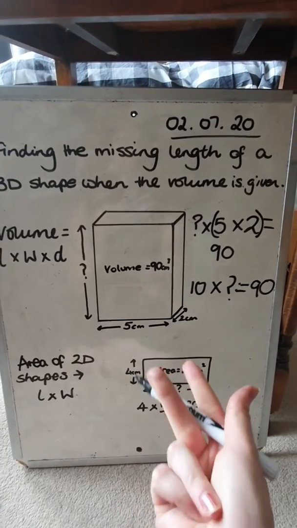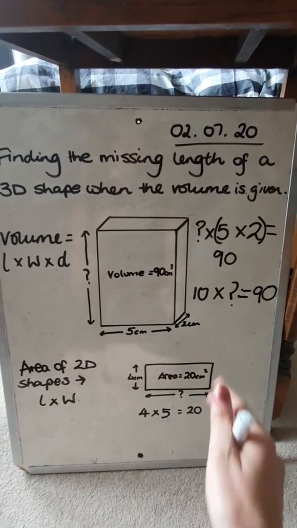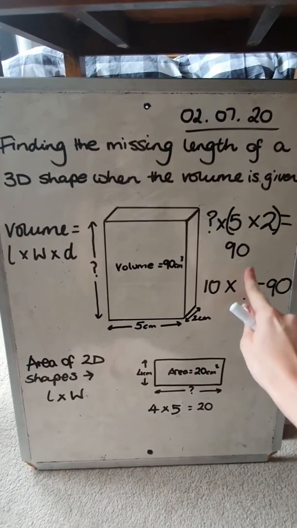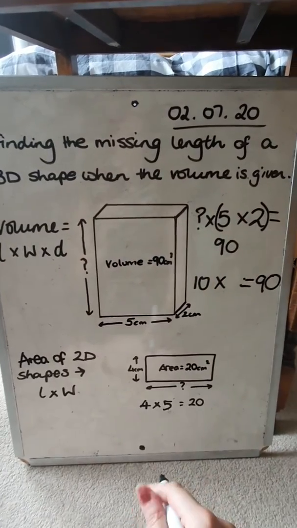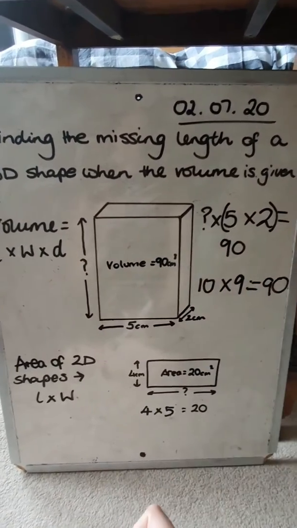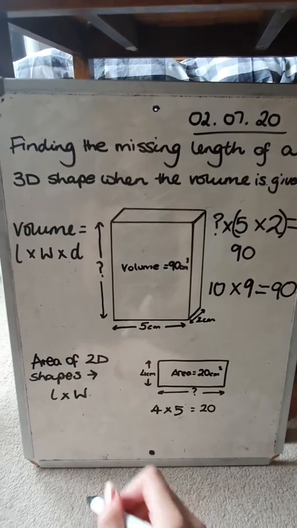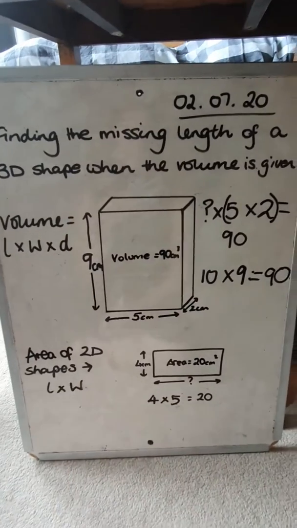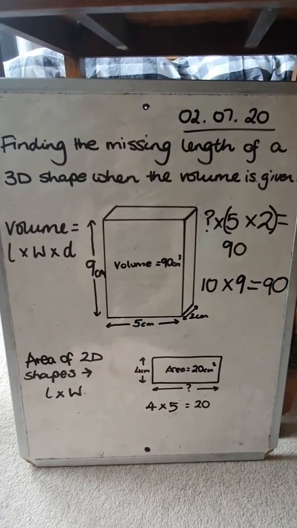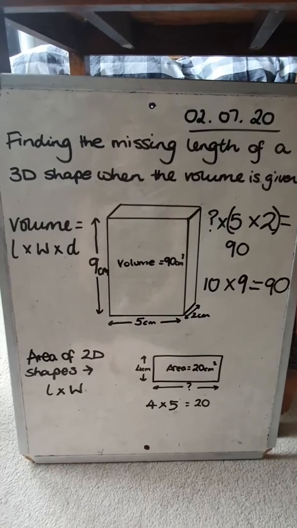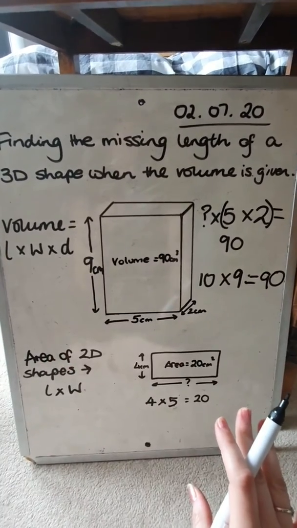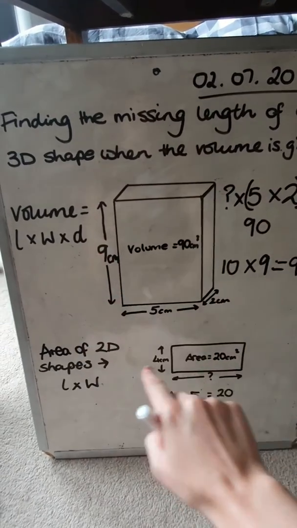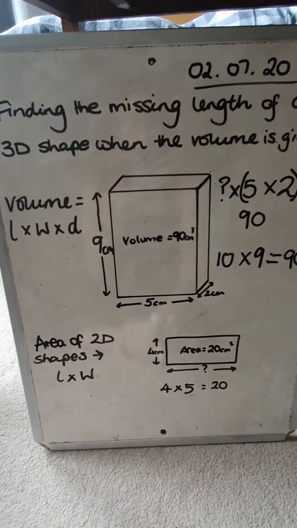Who thinks they could tell me how many 10s go completely and wholly into 90? You could do your 10 times table until you reached 90, or you could do 90 divided by 10. Well done. If you are shouting the answer at the computer, the answer is 9. So in this situation, our missing number is 9 centimetres. And to double check, let's just multiply those 3 numbers together again, and you can do them in any order. It doesn't matter if you do 9 times 5 times 2, or 5 times 2 times 9, or 2 times 9 times 5. You will get the same answer.